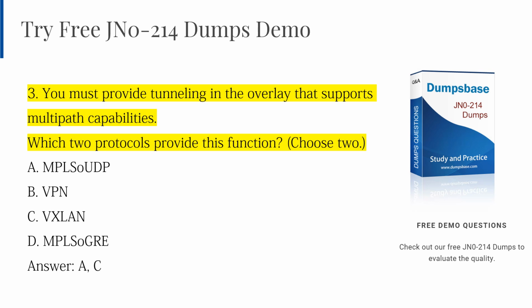3. You must provide tunneling in the overlay that supports multipath capabilities. Which two protocols provide this function? Choose 2. A. MPLS-over-UDP. B. VPN. C. VXLAN. D. MPLS-over-GRE. Answer: A, C.